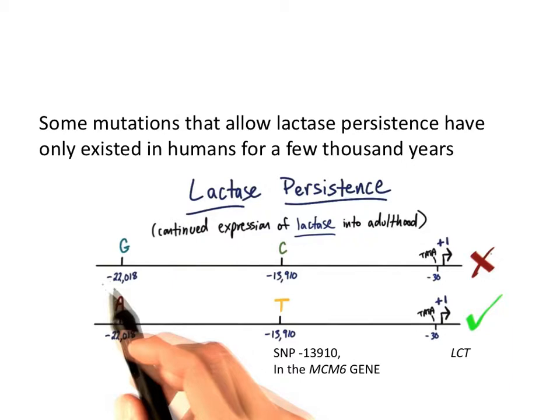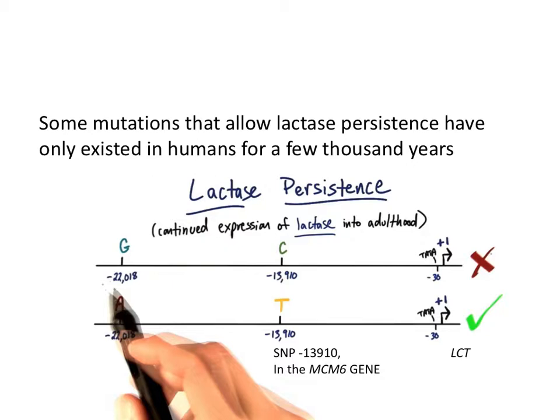Now, how long have humans been around? Modern humans, Homo sapiens. Tens of thousands of years. These mutations, geneticists have identified, have only been around a couple thousand years. There are mutations that allow adults to produce lactase. So a tiny fraction of the amount of time that Homo sapiens has been around, some adults, not all adults, have been able to produce lactase.